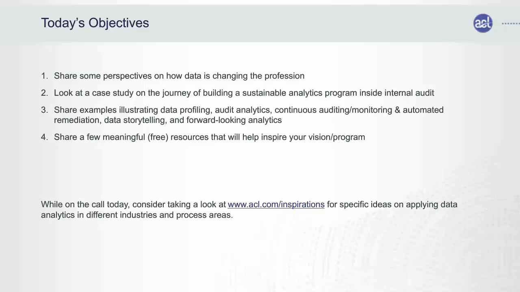Up on the screen now, there are a couple of things that I wanted to cover today as we go through the program. First is just sharing some perspective on how data is changing the profession. I think we've been talking about data analytics in internal audit for a very long time now, but it's really hit a point where data about the industry itself is telling us it's going from a nice-to-have part of the program to really an essential must.